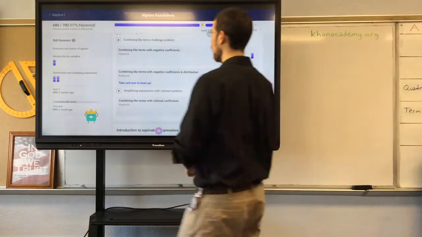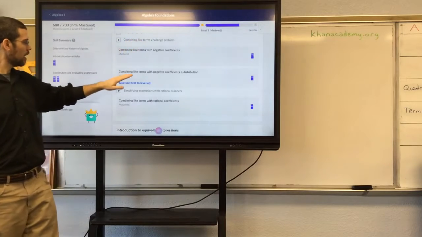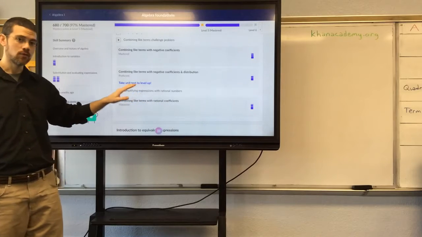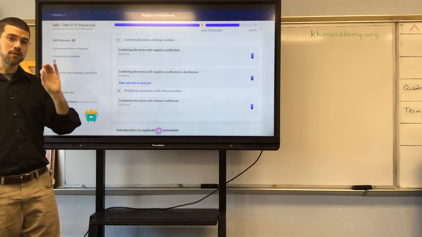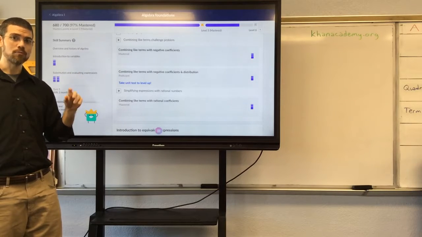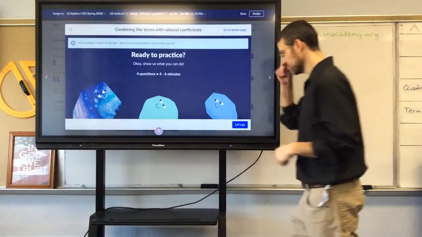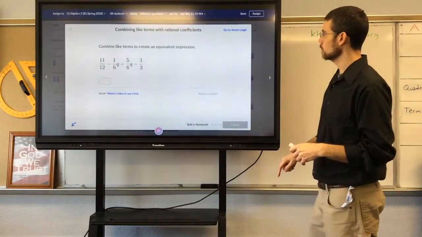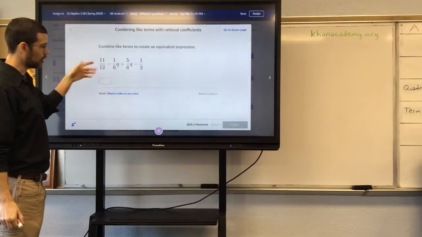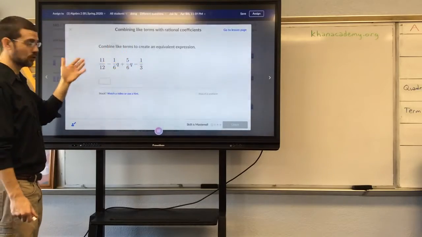Welcome. We are looking at Algebra 1, the first unit, Algebra Foundations, and this set, combining like terms with rational coefficients. Rational means a number that can be expressed as a fraction, where the numerator and the denominator are both integers. Okay, here we go. For example, here's a rational number, 11 twelfths. 11 is an integer, 12 is an integer.